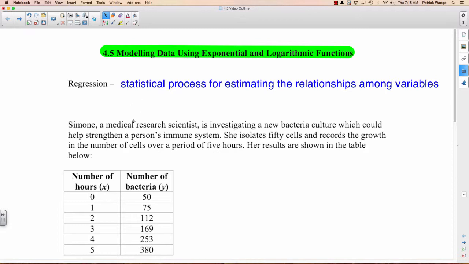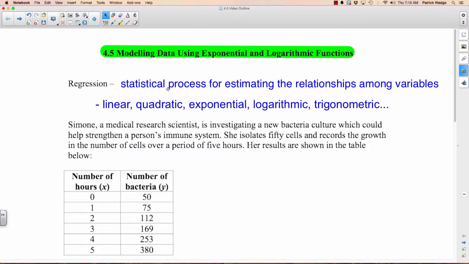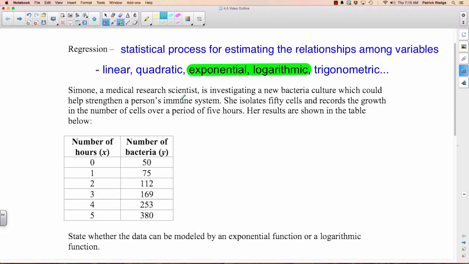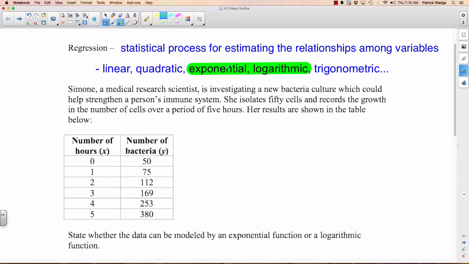So, once you plot the data and you find the relationship between it, it could be a linear relationship, or it could be a quadratic relationship, could be exponential, logarithmic, trigonometric. There's all sorts of things it could be. For today's work, we're going to be focusing on exponential and logarithmic. Since that's what we've been working on this chapter, we're going to look at some data that's related to each other exponentially or logarithmically, and we're going to figure out how to come up with the equation that describes that data. So we'll start with this first question about Simone.